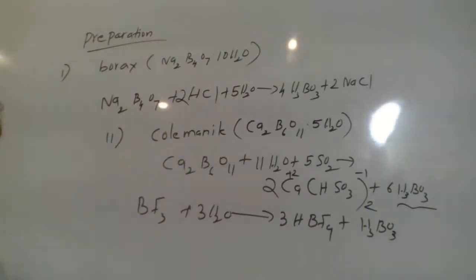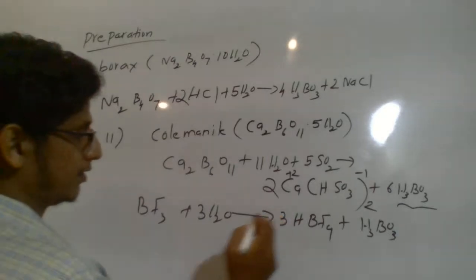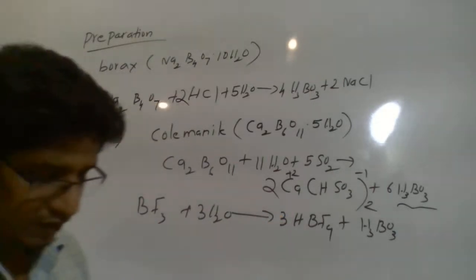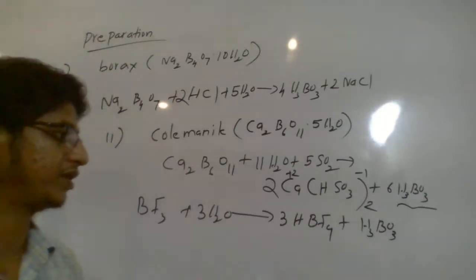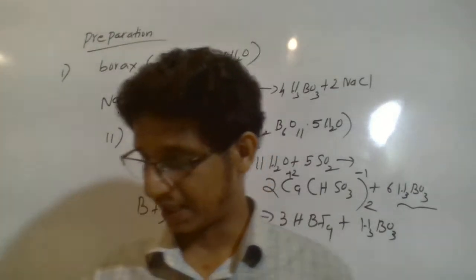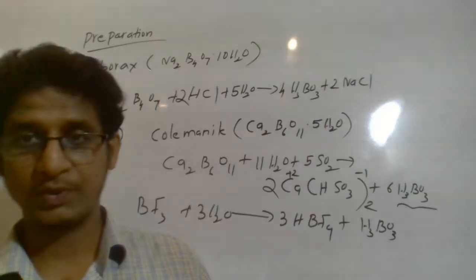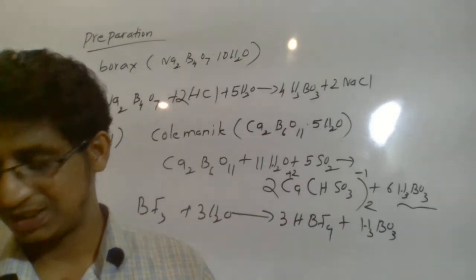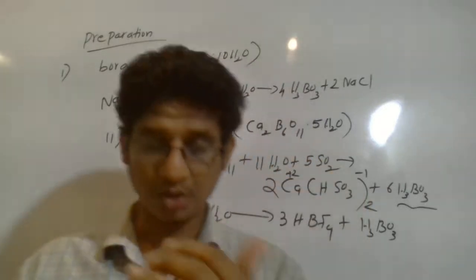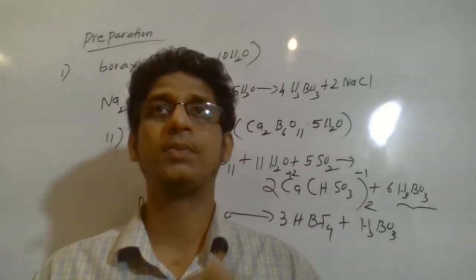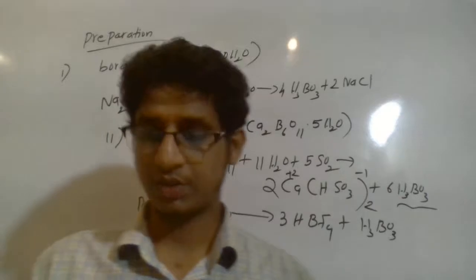So this is the product that you're going to get when boron trifluoride, one of the boron halides, is reacted with water. In the presence of water, you're going to get orthoboric acid and fluoroboric acid. So those are the three important methods of preparation of orthoboric acid that you can remember. The formula is H3BO3.